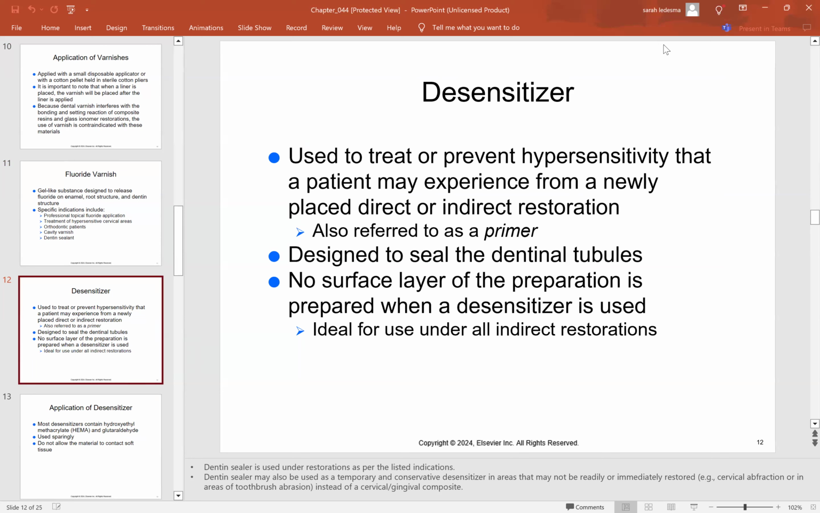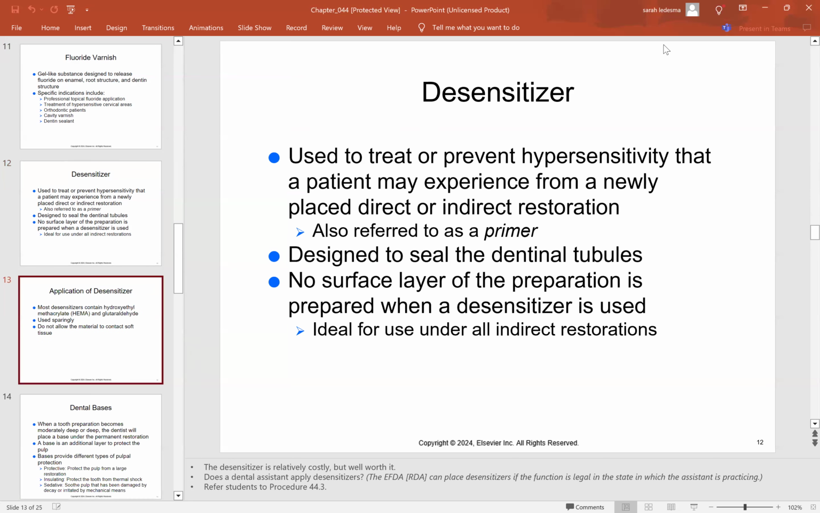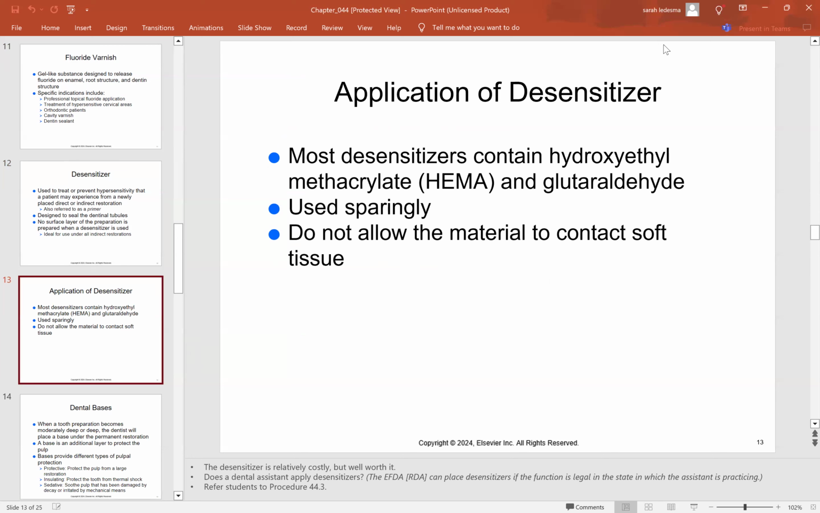Desensitizers are used to treat or prevent hypersensitivity that a patient may experience from a newly placed direct or indirect restoration. This can also be labeled as a primer. It's designed to seal the dental tubules. No surface layer of the preparation is prepared when a desensitizer is used, and this is ideal under all indirect restorations. One of the popular desensitizers you may see is labeled as HEMA. We're going to use this sparingly, and we don't want this material to contact any of the soft tissue within the oral cavity.